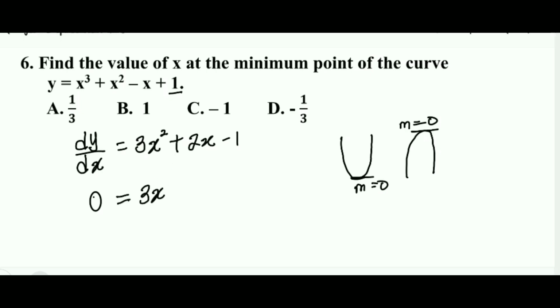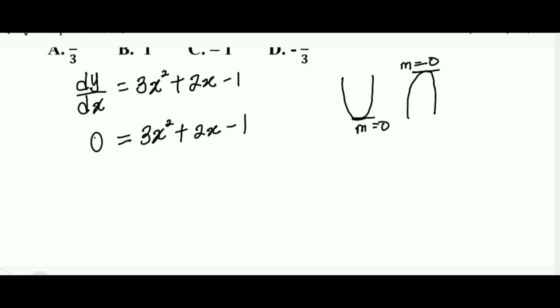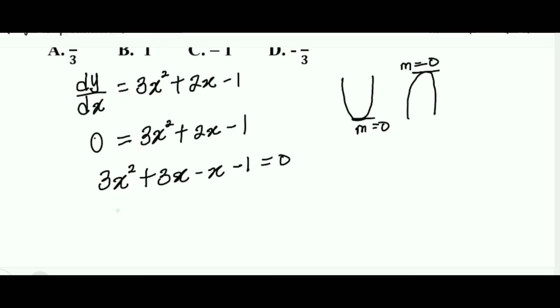So here I have 3x squared plus 2x minus 1 equals 0. I have a quadratic equation, so I'm going to solve this in order to get the value of x. Now you're free to solve a quadratic equation using any of the methods that you are most comfortable with. I'm going to solve this using the factorization method. The two factors are plus 3x and minus x minus 1 equals 0.